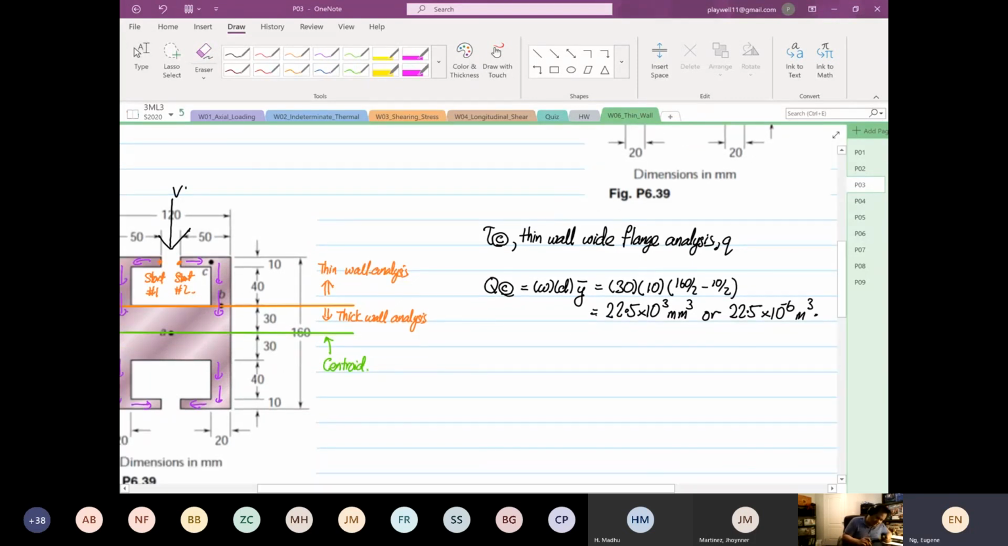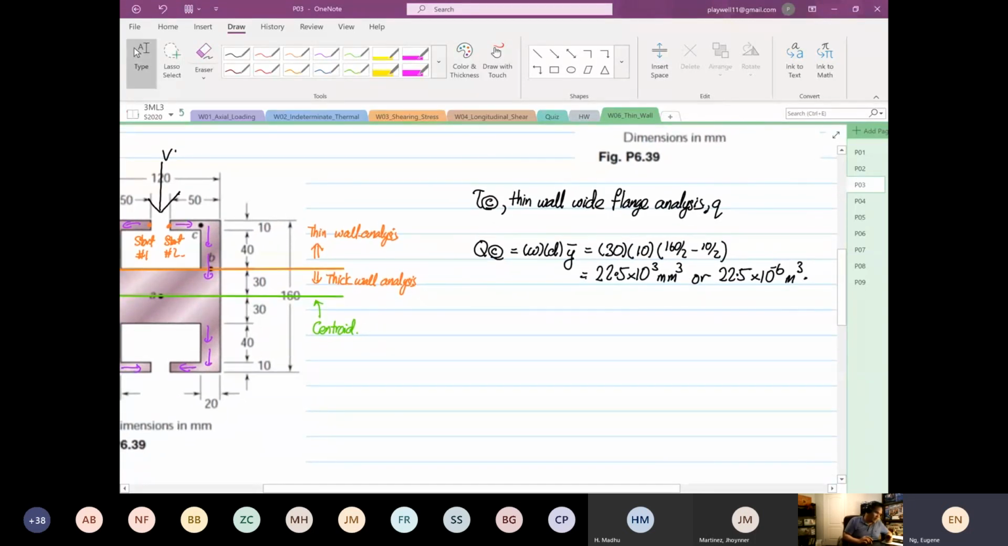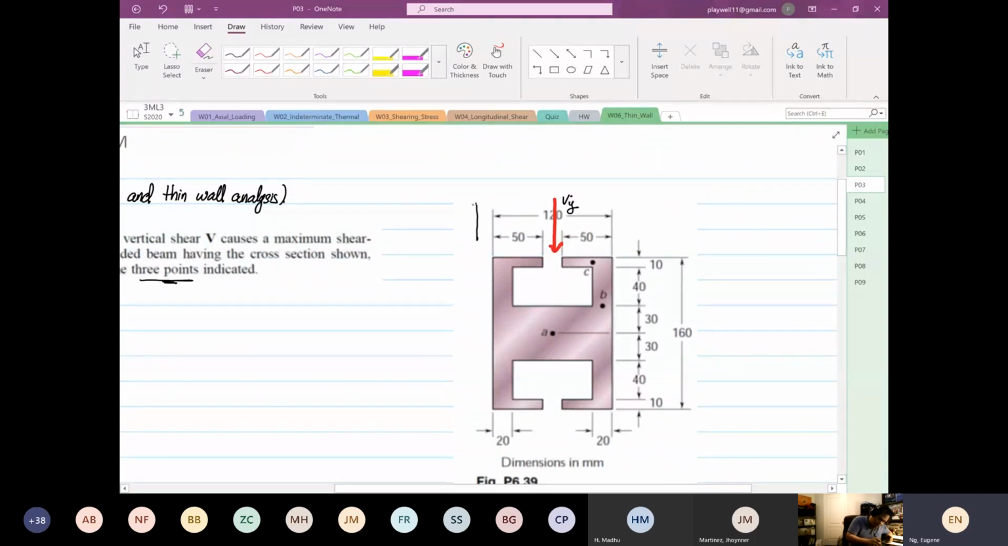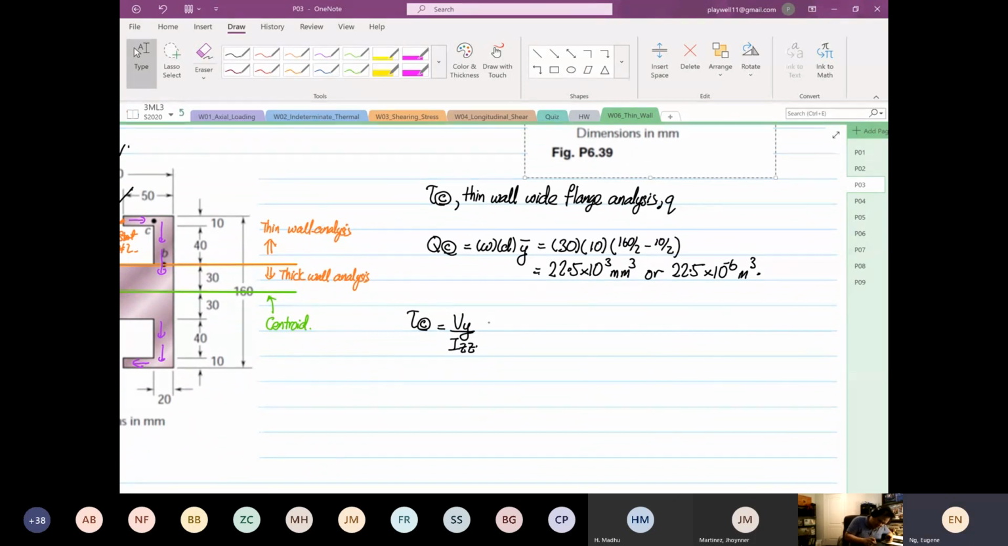Okay, so we can now directly find it. The most difficult part is finding Q, yes or no, right? Once you find the first moment of area, from here the shear at point C is equal to Vy over Izz. I'll draw the global transformation again. I do sincerely apologize. So this is your Y. This is your Z. This is your rotation about X. From here, your Vy over Izz is common.